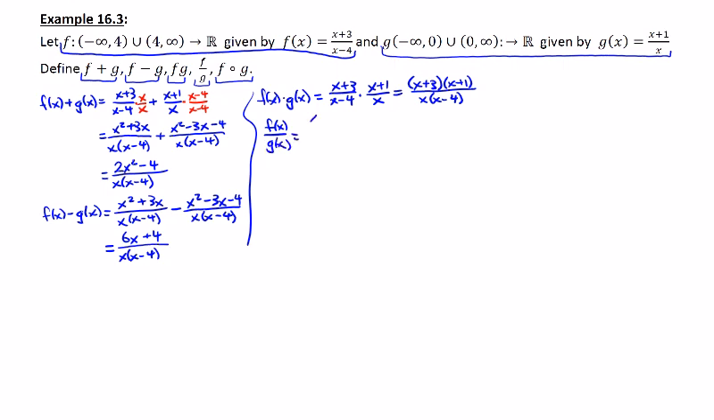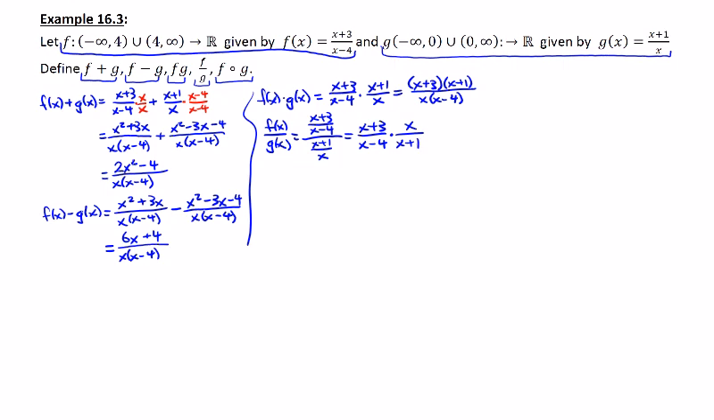This is going to be (x+3)/(x-4), all divided by (x+1)/x. And with division, we're going to turn this into a multiplication problem by keeping f of x as it is, but then I'm going to multiply by the reciprocal of g of x. So I'm going to end up multiplying by x/(x+1).